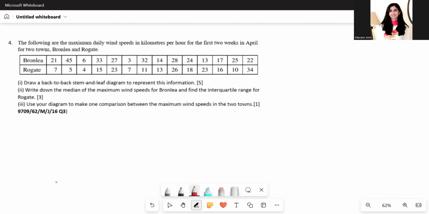The following are the maximum daily wind speed in kilometers per hour for the first 2 weeks in April of two towns, Bronla and Rogate. Draw back-to-back stem and leaf diagram to represent this information.